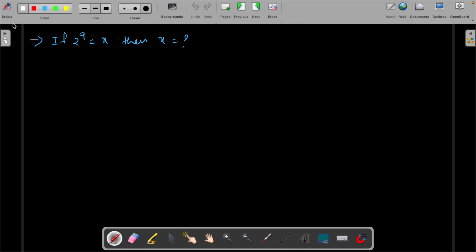This is the another TET question. They have given that 2 power 9 equal to x. We need to find out the value of x, which is straightforward. What is 2 power 9? 512. So this is the answer.